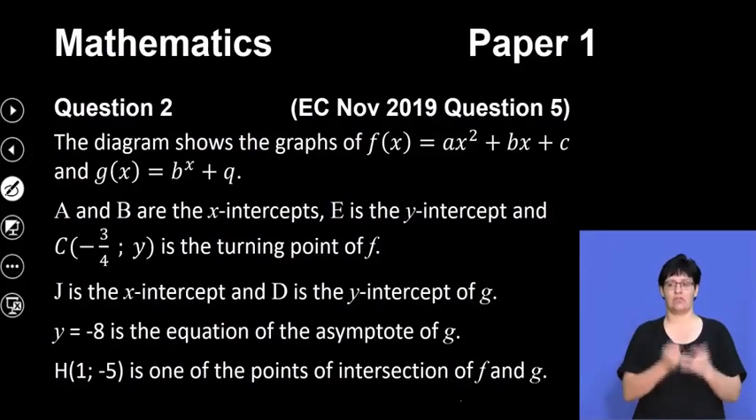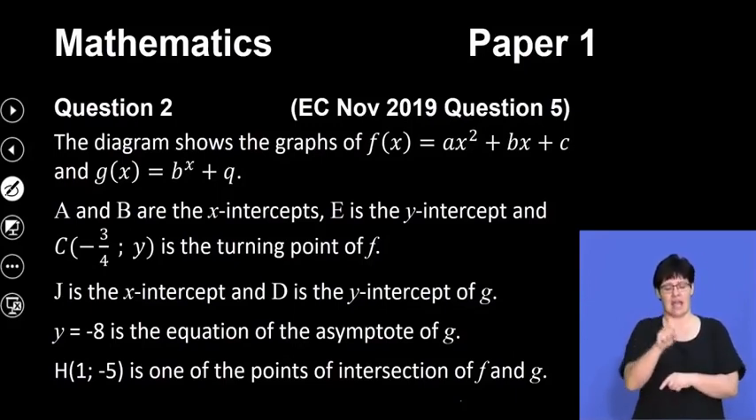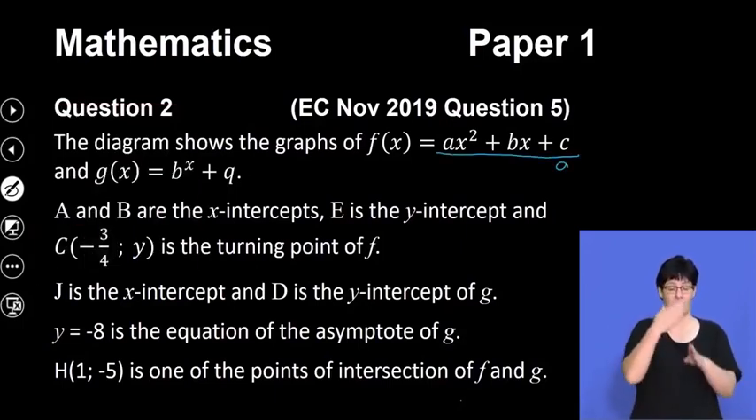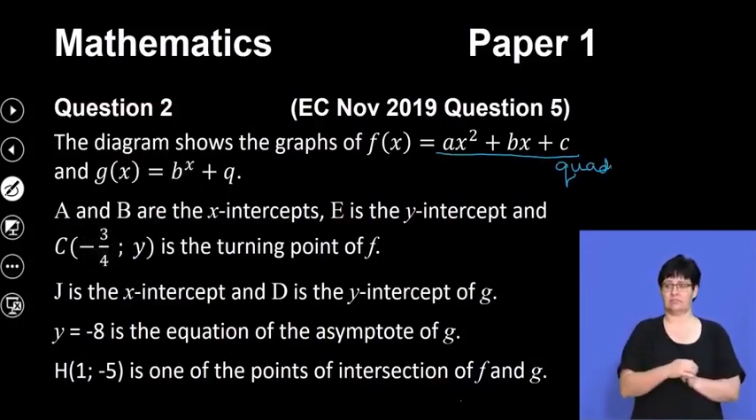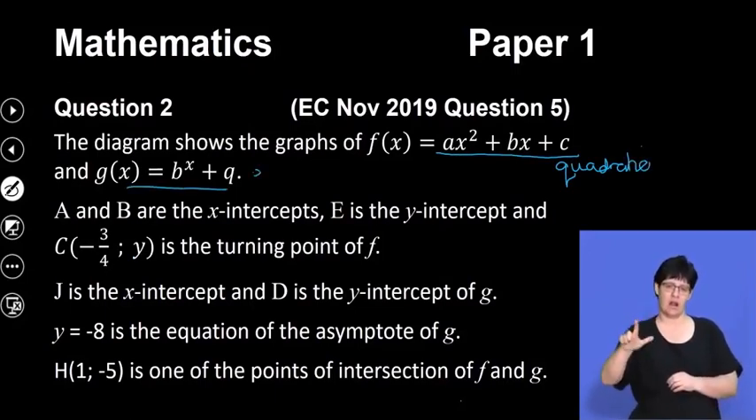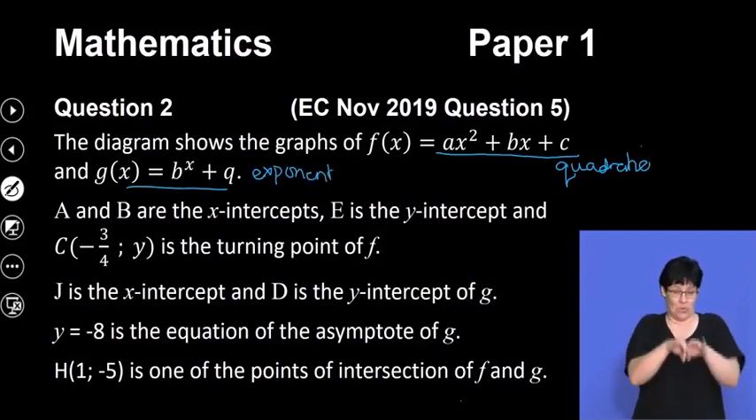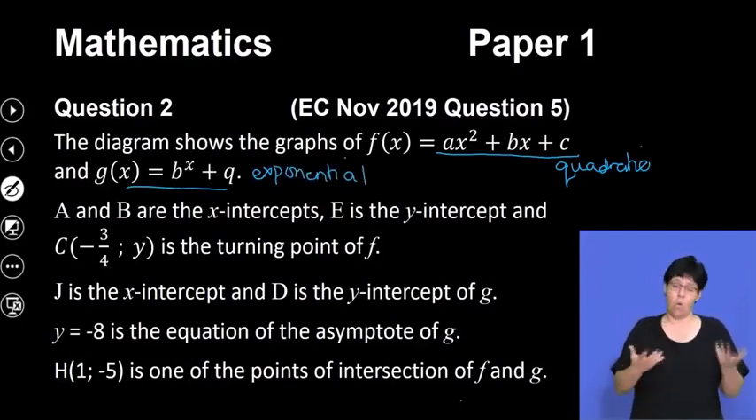Okay, so we're told that the diagram shows the graphs of f of x is equal to ax squared plus bx plus c, and g of x is equal to b to the power of x plus q. So what we can see is that we have a quadratic function over here, and we have an exponential function over here with a lot of unknowns. So we don't know any of those values of a, b, c, or q.